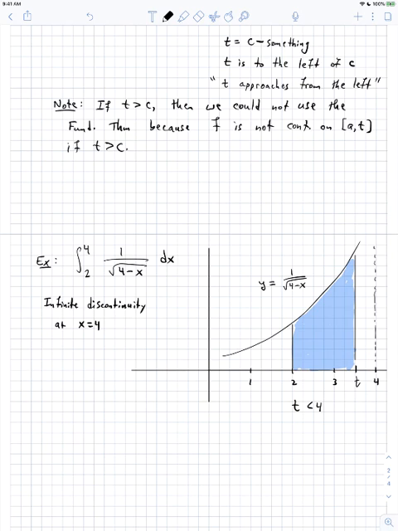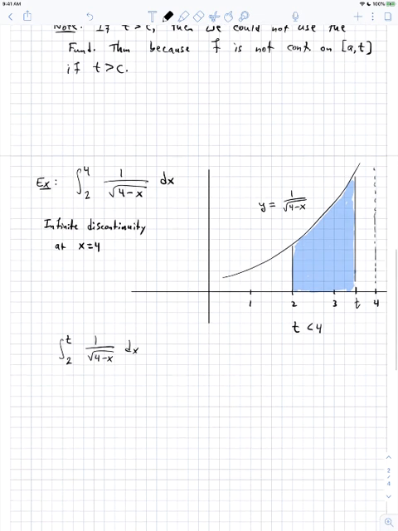So we want to integrate from 2 to t of 1 over the square root of 4 minus x dx. All right, so how are we going to do this? Well, the first thing to realize is that this is actually a substitution. We're going to let u be equal to 4 minus x, and then du is equal to minus 1 dx.